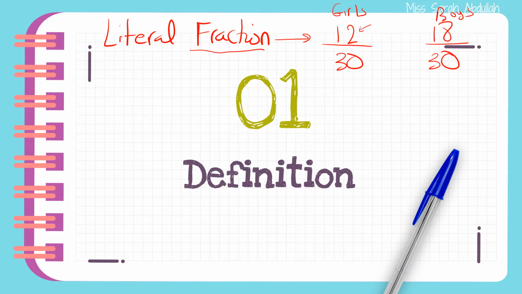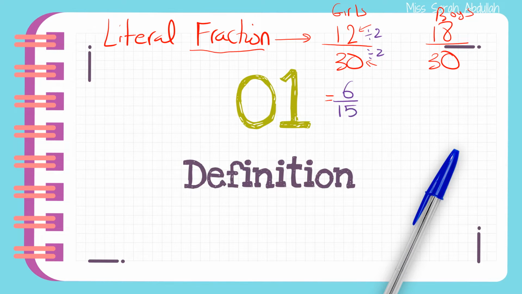12 is the numerator. 30 is the denominator. And we can simplify a fraction, right? We can write it in its simple form. So how can we simplify this fraction? We take a look at the 12. Is it divisible by 2? Yes. Is the 30 divisible by 2? Yes. So 12 divided by 2 is 6, and 30 divided by 2 is 15, so we get 6 over 15.